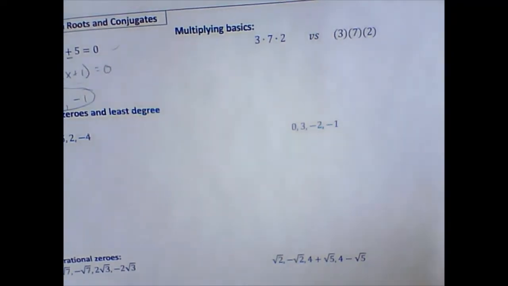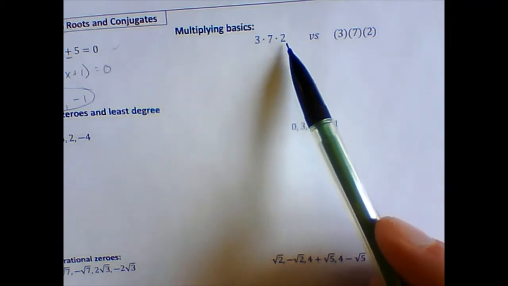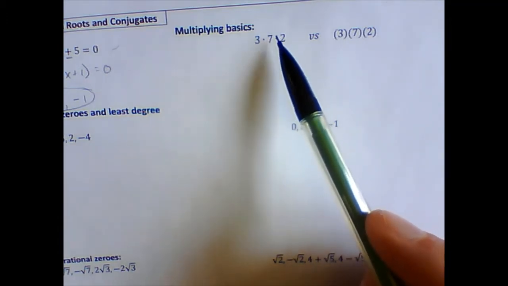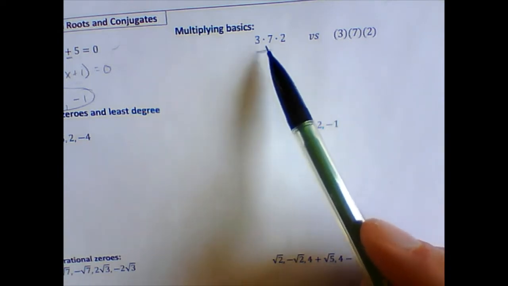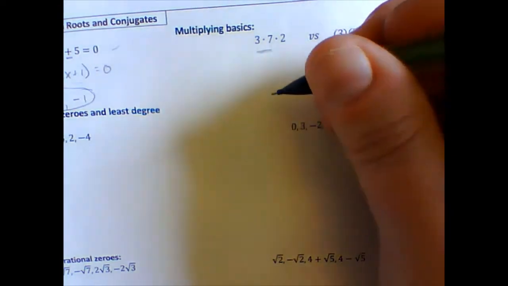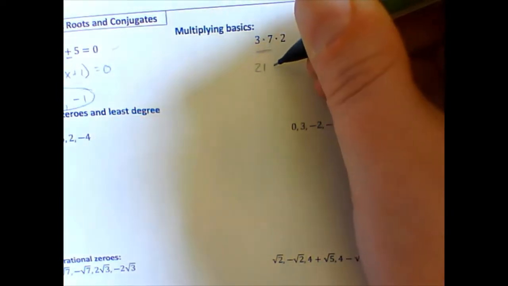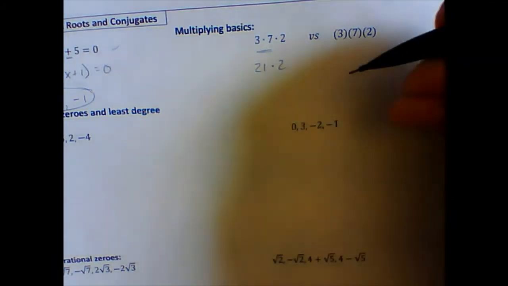So first of all, basic multiplying. 3 times 7 times 2. The 3 does not distribute to the 7 and the 2. You just hit the first two numbers, and the 2 will wait for them to be finished. So 3 times 7 usually gets you a 21, and then we're going to times it by 2. And now that can multiply, and we get a final answer, 42.